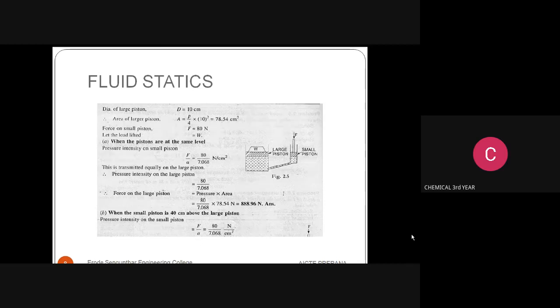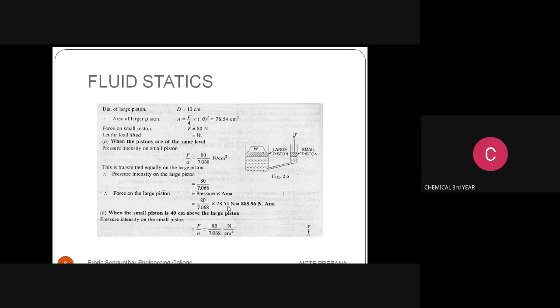So it is equal to pressure into area. Pressure is given by F by A, that is 80 by 7.068, into the area of the large piston. What is the area? We have already determined 78.54. So 80 by 7.068 into 78.54. That is your force on the large piston when the pistons are at the same level.